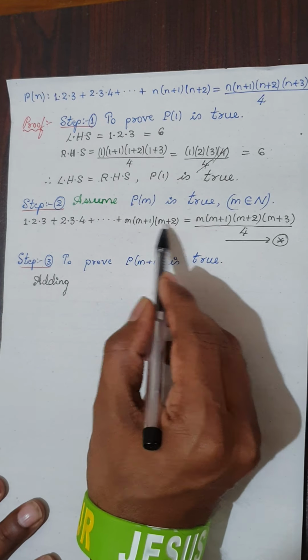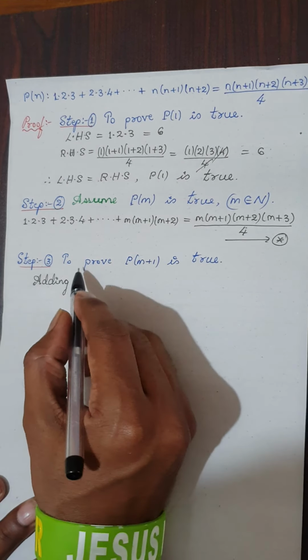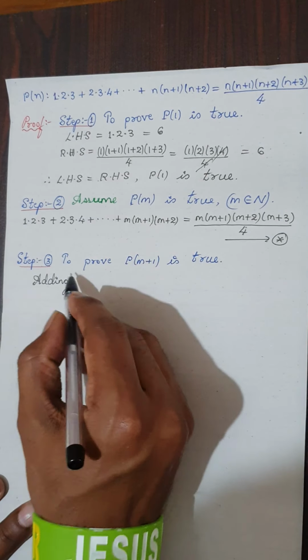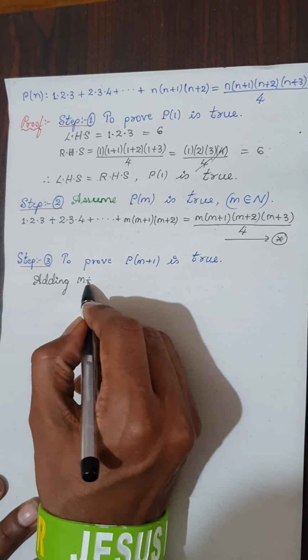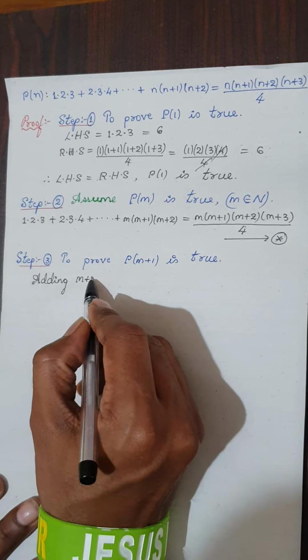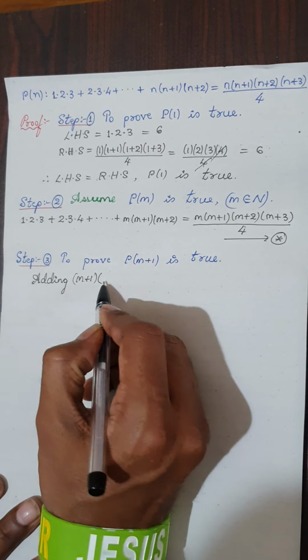Just look at the last term. You have to take the next term. That is easily nothing but put m is equal to m plus 1. So we know each term is a product of 3 terms. So out of the 3 terms, the first term would be m plus 1.